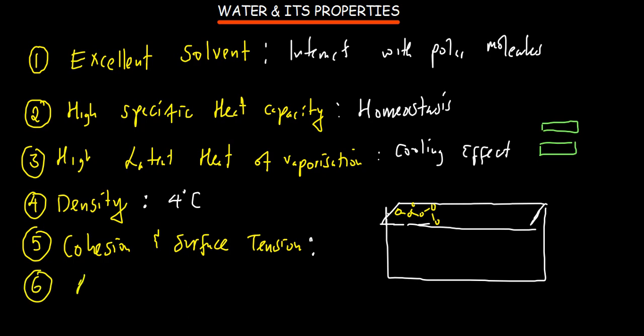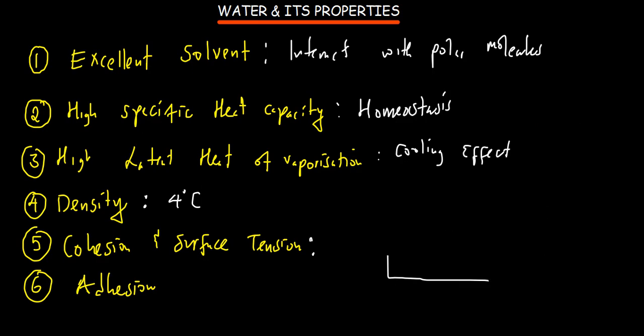adhesion. Adhesion and cohesion, they're just opposites. So cohesion is attraction of molecules that are of the same form attracting each other. But adhesion is different molecules attracted to each other. Adhesion is important in getting wet.